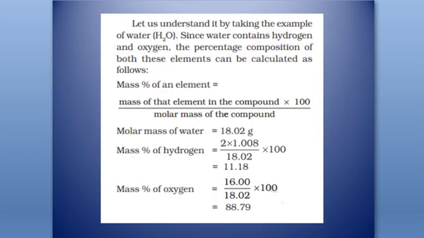Let us understand by taking the example of water. Mass percentage of element is equal to mass of the element in compound divided by molar mass of the compound into 100. So molar mass of water is 18.02 gram. So mass percentage of hydrogen is 2 into 1.008 divided by 18.02 into 100%, that is 11.18%. Then mass percentage of oxygen is 16 divided by 18 into 100%, it is 88.79.